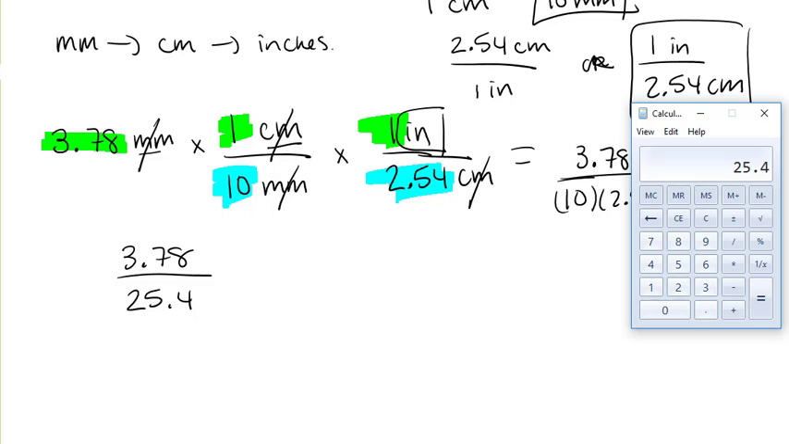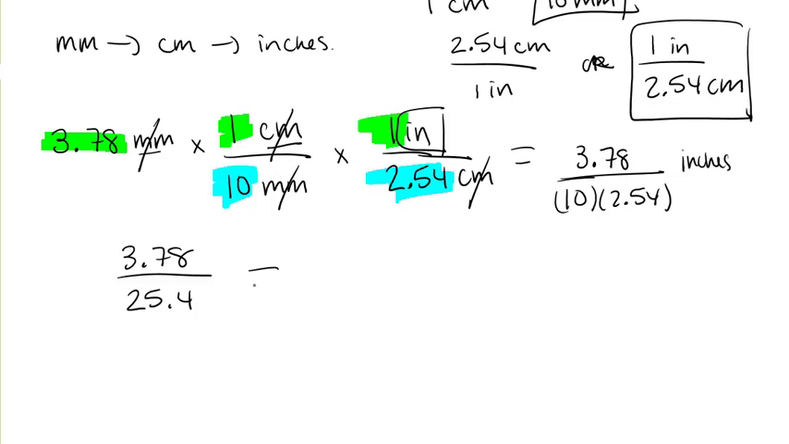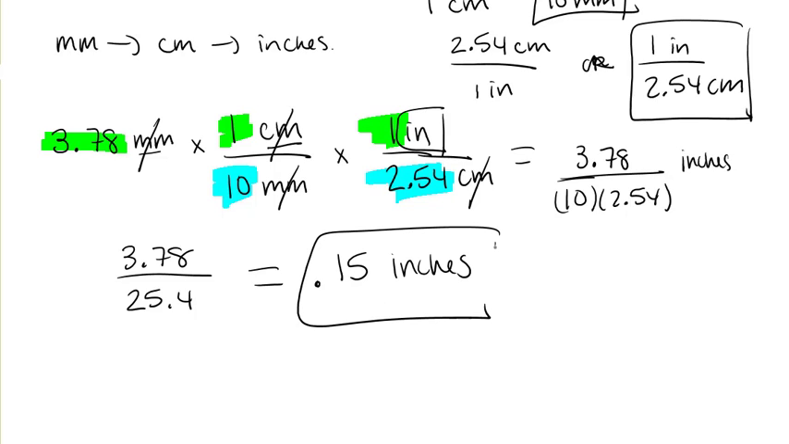So the next thing we're going to do is we're going to divide. So we're going to take 3.78 divided by 25.4, and we're left with 0.15, because we're going to round to our nearest hundredths. And this is in inches. So we know that 3.78 millimeters is equal to 0.15 inches. So let's do one final example.